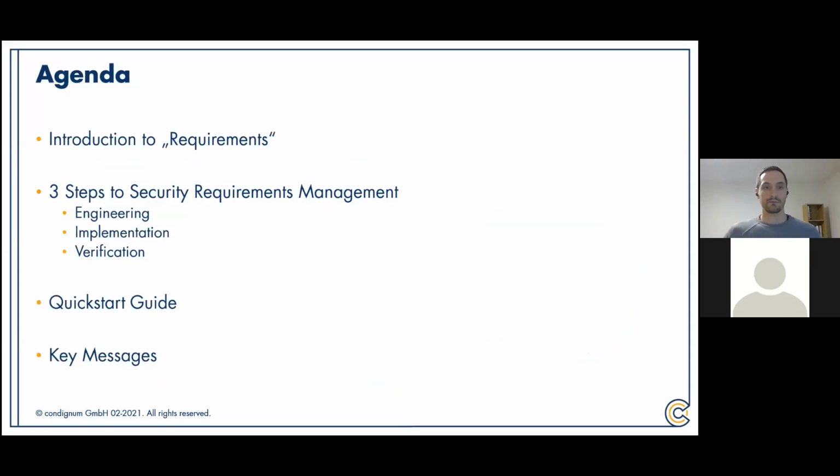So the agenda for the next half an hour will be, we will talk a little bit about requirements in general, so a quick introduction. We will then discuss the three, in my opinion, most important steps to successful security requirements management. And then I will give you a little quick start guide how you can start dealing with security requirements within your own company. And then we will finish with a few key messages. So let's dive right into it.